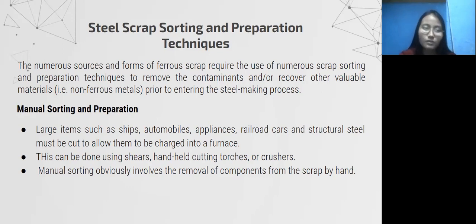The first type of sorting is manual sorting and preparation. Manual sorting obviously involves the removal of components from the scrap by hand. It is most suitable when miscellaneous attachments have to be removed from the scrap or when manual offloading is unavoidable. So the separation of metallic from non-metallic is also often accomplished manually. Large items such as ships, automobiles, appliances, railroad cars, and structural steel must be cut using shears, handheld cutting torches or cutters to allow them to be charged into the furnace.